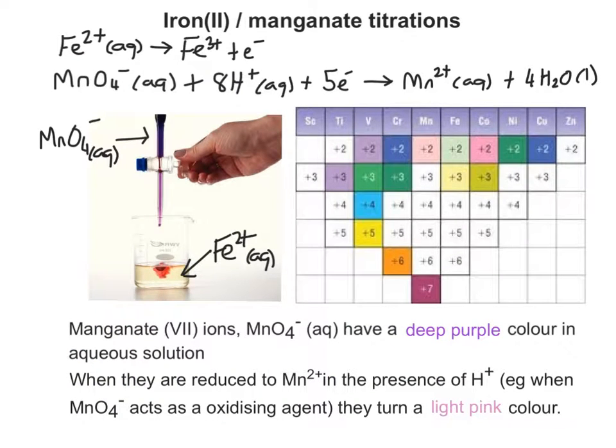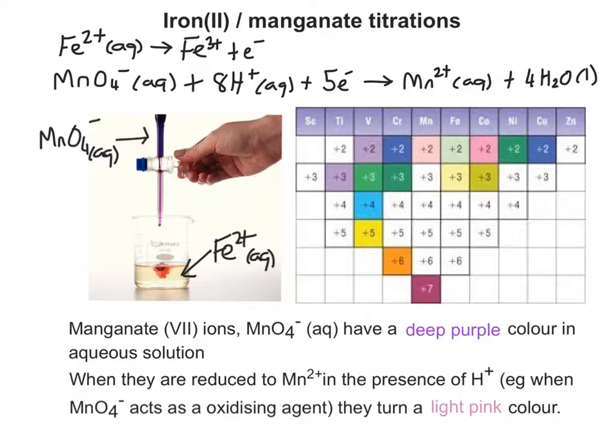One common type of redox titration is the iron to manganate titration. You can see from the colours of the transition metal ions that manganate ions have a deep purple colour in aqueous solution when they're in oxidation state 7. But when they're reduced to oxidation state 2 in Mn2+, they turn a light pink colour. So this makes the endpoint easy to spot visually.